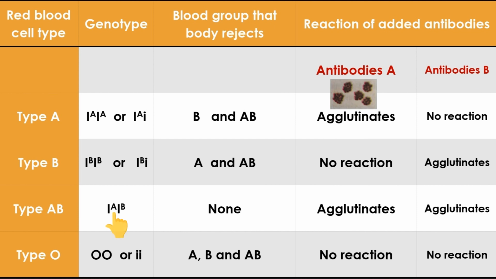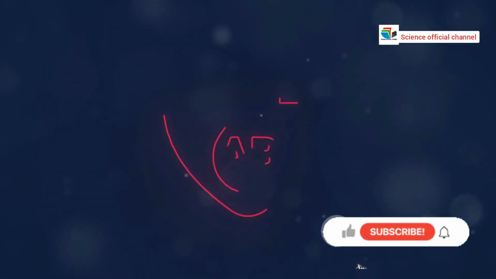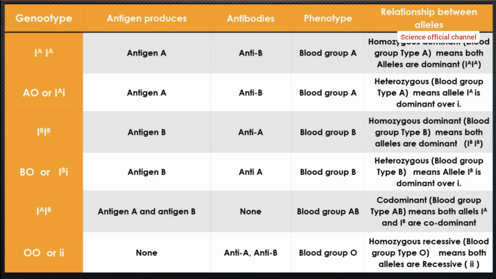The alleles IA and IB display codominance. The alleles IA and IB are dominant over i. Therefore, the possible genotype combinations are as follows. In this table, genotype represents the genetic makeup of the individual. Antigen produced indicates the antigens present on the red blood cells. Antibodies shows the antibodies produced against certain antigens. Phenotype refers to the observable blood type. Relationship between alleles describes how the alleles interact to produce the blood type.